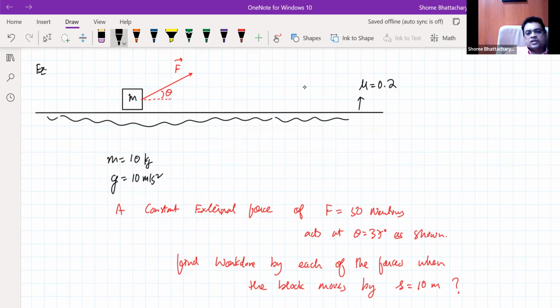Okay, so we are applying the force at theta to the horizontal, and it's on a rough surface. Mass of the block is given to you, so we know the weight. Now when we apply this force at an angle theta, assuming that the block displaces, that means we are able to overcome friction, which seems likely, because coefficient of friction is only 0.2 and the magnitude of the force is 50 newtons. So definitely we are overcoming friction. So we have to find out how much is the work done by each of the forces acting on the block by the time the block displaces by 10 meters horizontally.